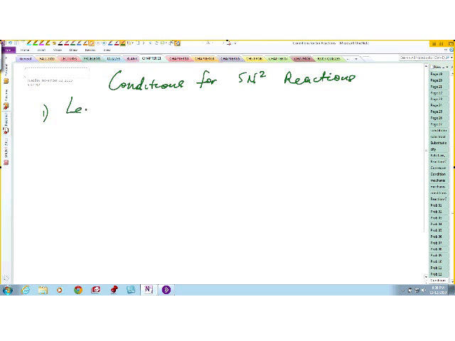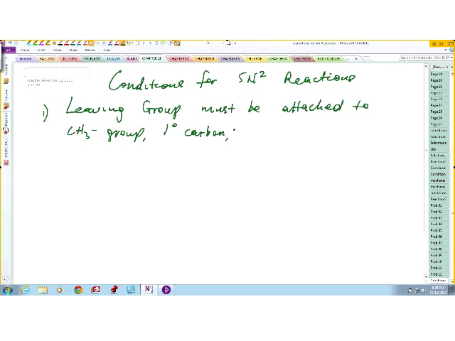the leaving group must be attached to either a methyl group or a primary carbon. Or sometimes a secondary carbon. Okay? So with regard to the substrate, those are the conditions for an SN2 reaction.